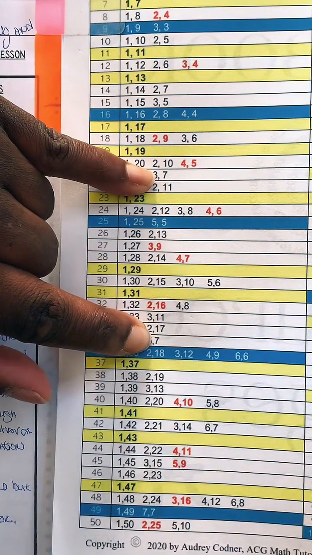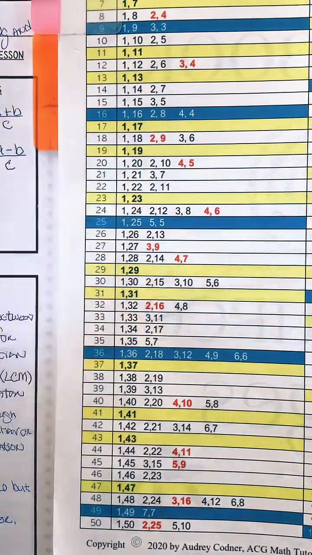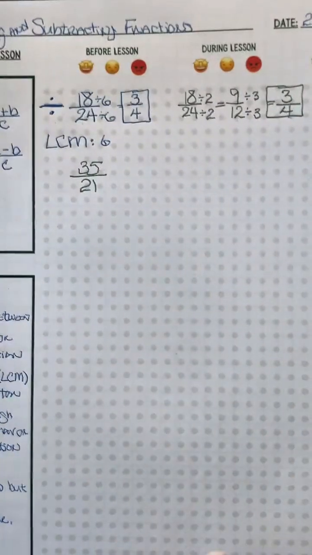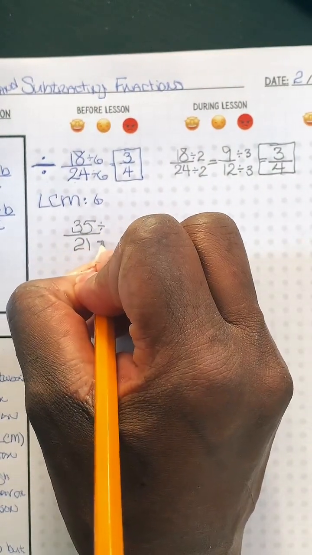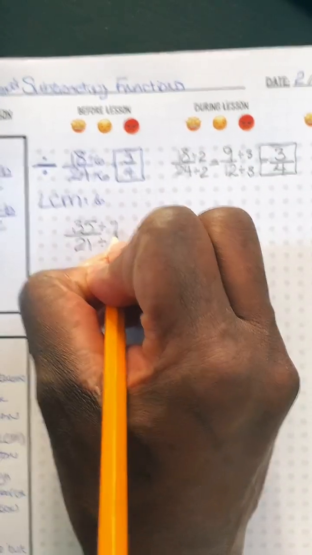So 7 is what they have in common. So I'm going to divide the numerator and the denominator by that 7.